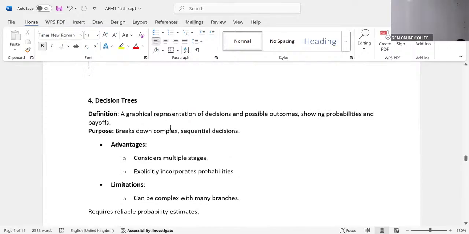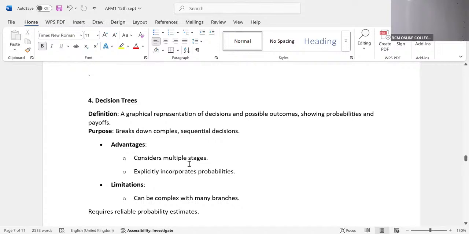Yeah, so decision trees, we are told that a decision tree is a graphical representation of decisions and the possible outcomes. You've made a decision to pursue, in this case, your CPA. When you do your exam, there are 2 possible outcomes. So when you capture that decision-making process graphically, then automatically you are drawing a decision tree, showing probabilities and the payoffs. The purpose: it breaks down complex sequential decisions.